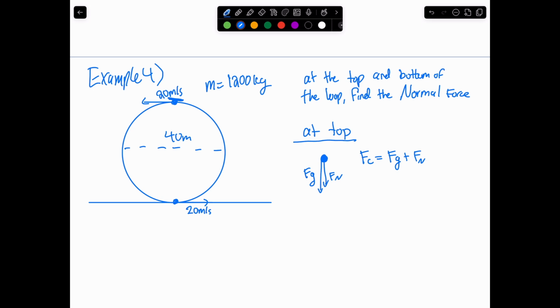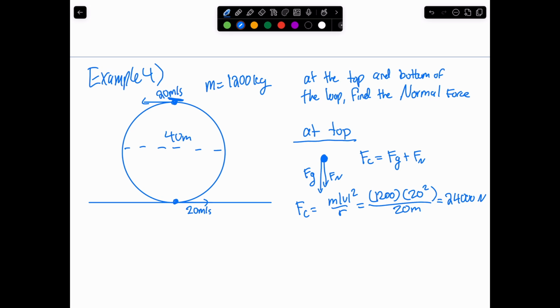So let's look at the centripetal force equation. Fc equals m speed squared over r. We actually know everything we need for finding centripetal force. We have a mass, 1,200 kilograms. Our speed is constant, so 20 meters per second. Our radius is 20 meters, because our diameter is 40 meters, so our radius has to be half that, which is 20. And we can find our centripetal force to be 24,000 newtons.